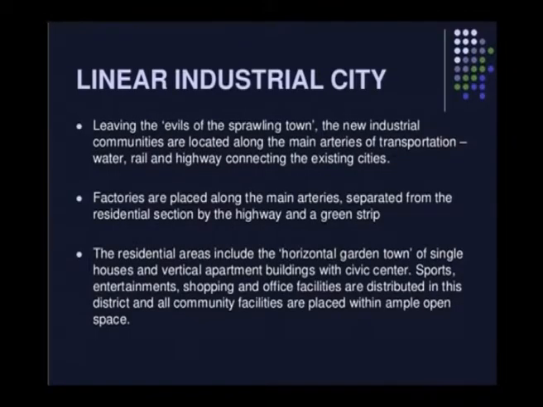The next concept Le Corbusier suggested is the linear industrial city. Leaving the evils of the sprawling town, the new industrial communities are located along the main arteries of transportation, that is water, rail and highway, connecting the existing cities. Factories are placed along the main arteries, separated from the residential section by the highway and a green strip. The residential areas include the horizontal garden town, single houses, and vertical apartment buildings, with civic centers, sports, entertainment, shopping and office facilities equally distributed in this district, and all community facilities are placed within ample open space. So again, this city was created keeping in mind the criticisms of the past two layouts that he had suggested.